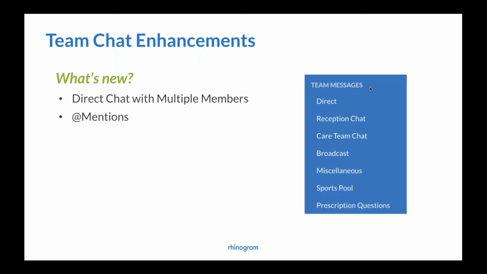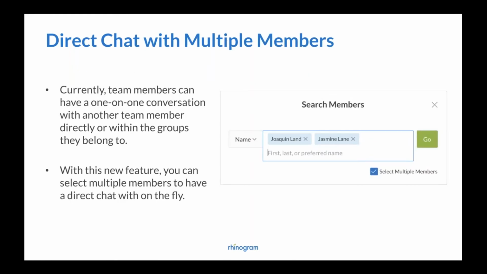Hey, everyone. We are going to first highlight our team chat enhancements. You can now direct chat with multiple members and @mention team members within a chat conversation. Currently, team members can only chat with one other team member unless creating a team chat group. Now you can select multiple team members and directly chat with them on the fly, hence making everybody more efficient.